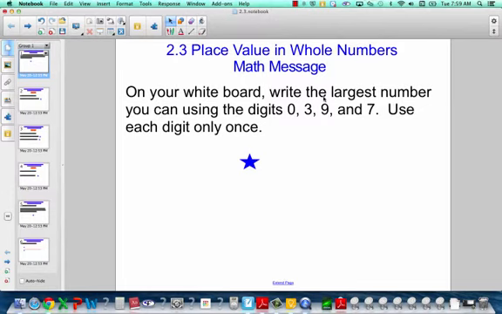Today you will need a whiteboard, a marker, your math journal, and a pencil. On your whiteboard, I want you to write the largest number you can using the digits 0, 3, 9, and 7. You're going to use each digit only once.